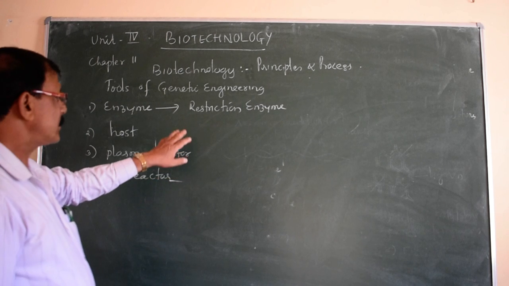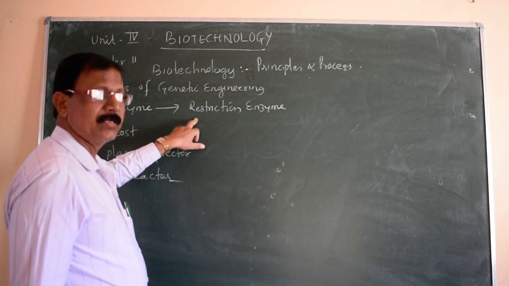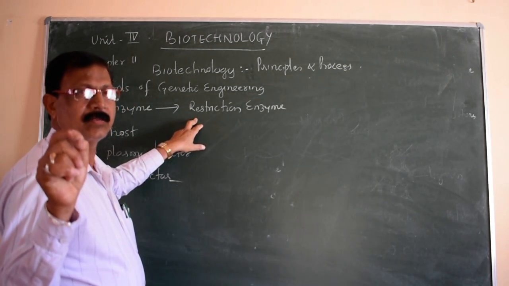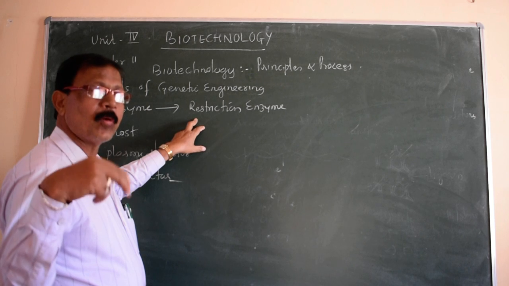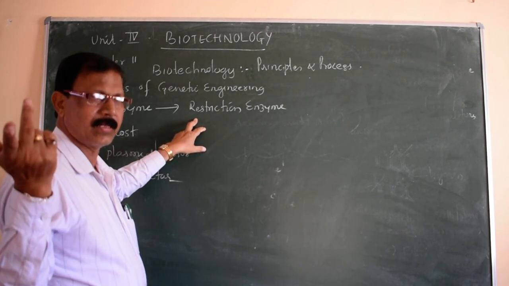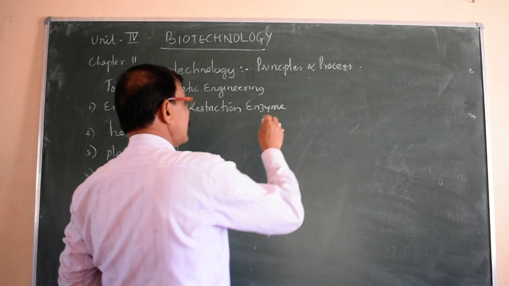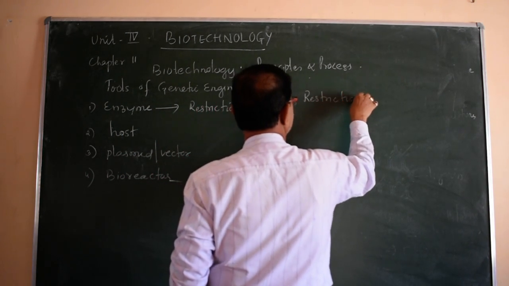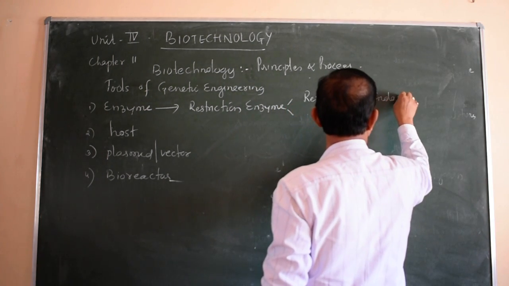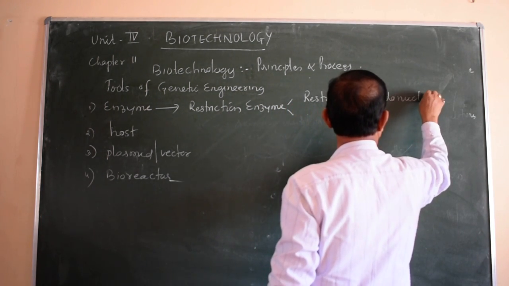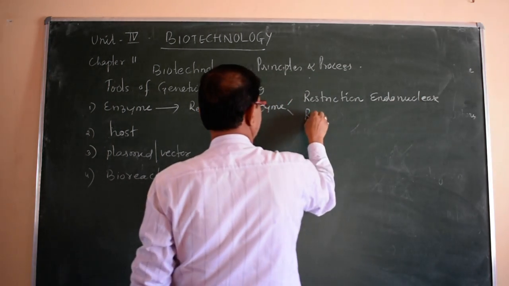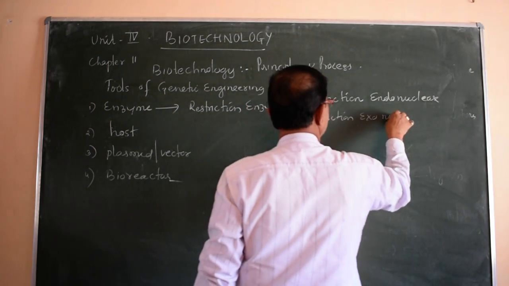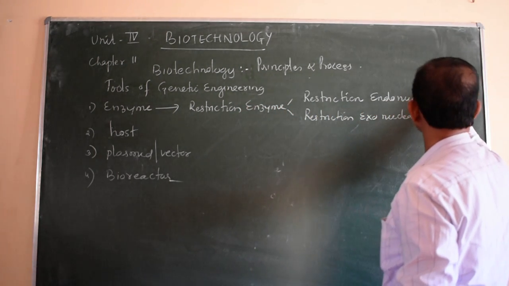See, the name itself indicates restriction. There is some restriction, specificity. That enzyme cannot operate anywhere and everywhere, there is a restriction, and restriction enzymes are of two types. The first one is restriction endonuclease, and another one is restriction exonuclease. Both are REN.